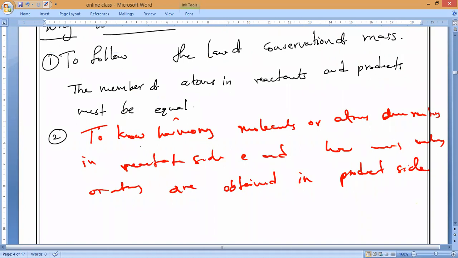We can come to know how many molecules or atoms are reacting on the reactant side and how many molecules or atoms are obtained on the product side. That is what it is. Okay?